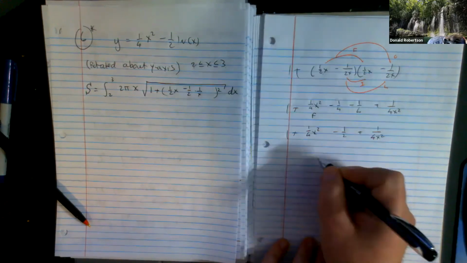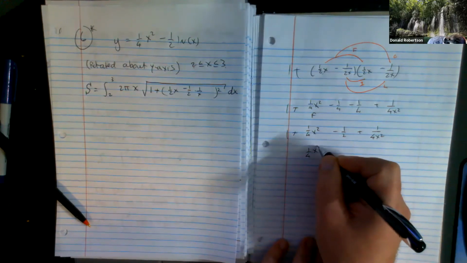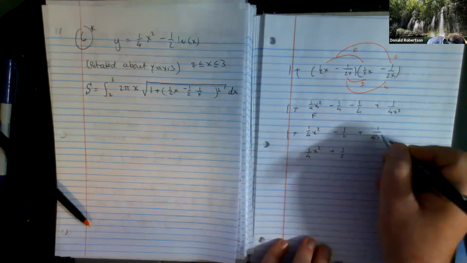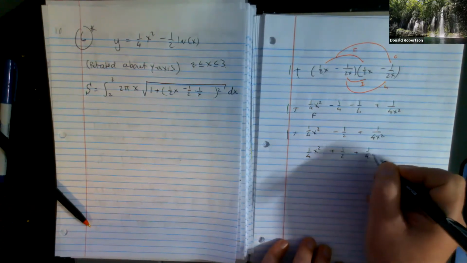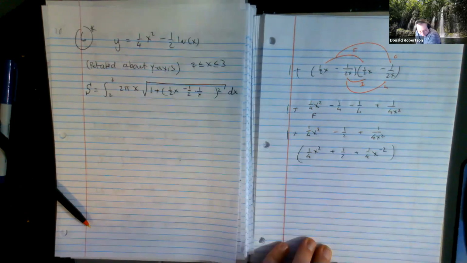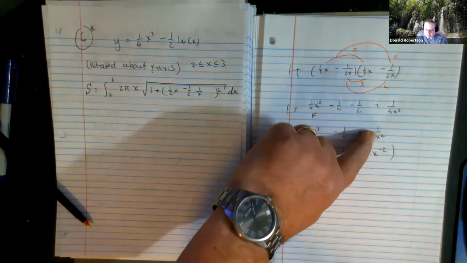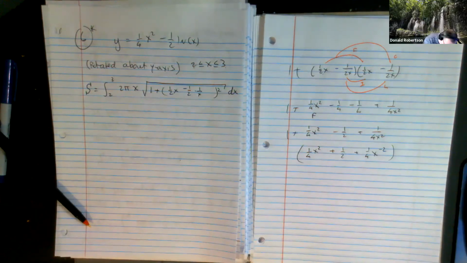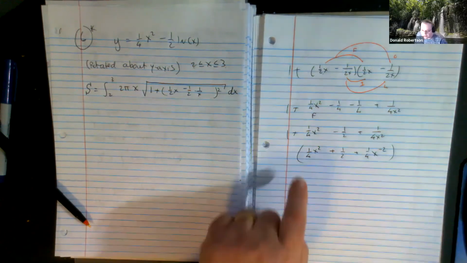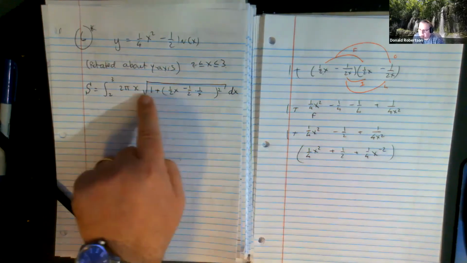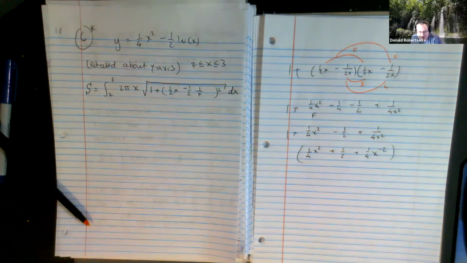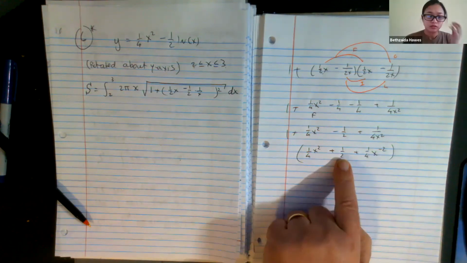And I get 1/4 x squared, add 1/2, plus 1/4 x to the -2. I've decided to call it that, instead of 1 over x squared. Now this guy here, isn't it going to end up inside the square root? It's got 3 bits to it. What does that tend to indicate? Perfect square. And it is.